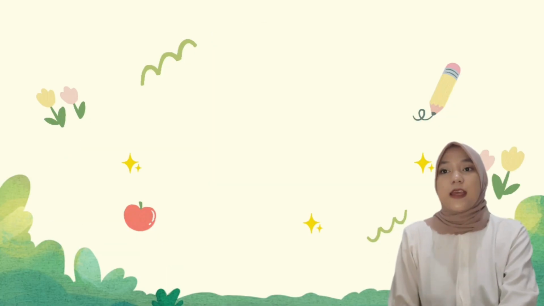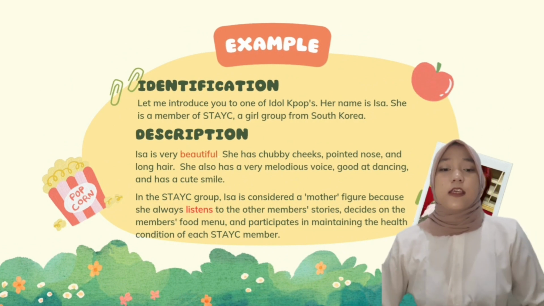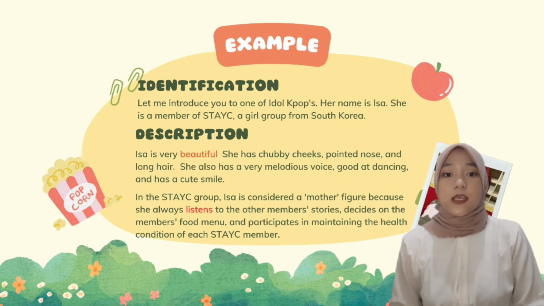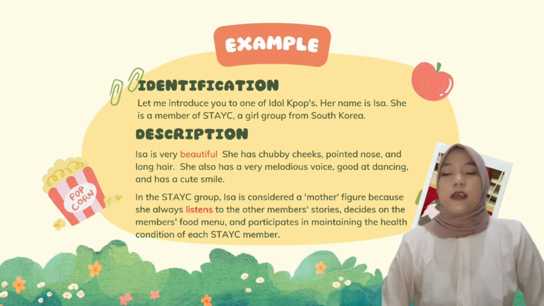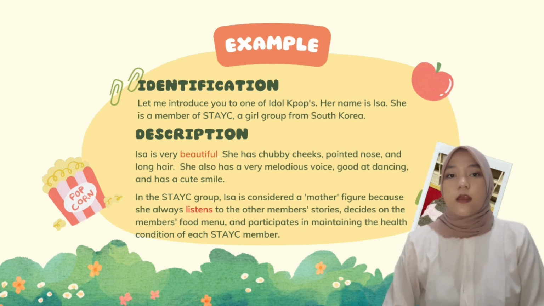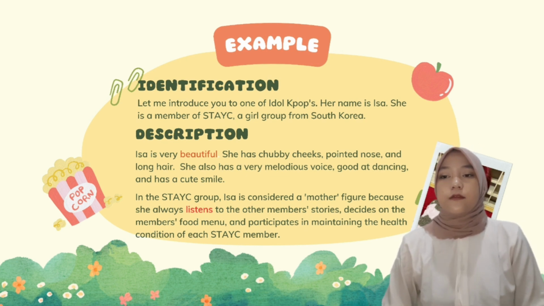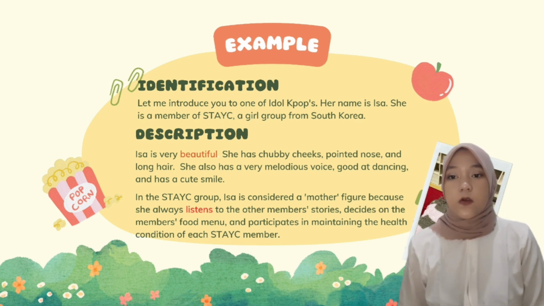So, this is the structure. Identification is in the first paragraph. The sentence is, as you can see on the screen, and then the description is the second and third paragraph. And then the adjective, we have beautiful, and for action verb we have listen. Beautiful in orange color is the adjective, and then the verb is listen in the red one.